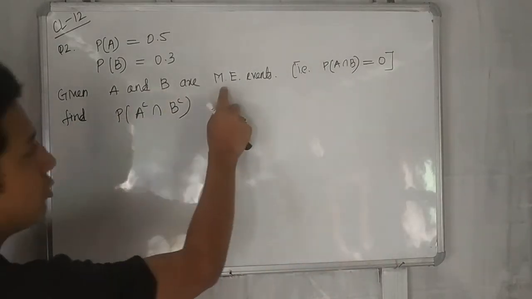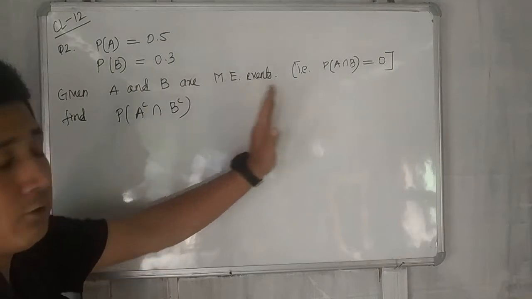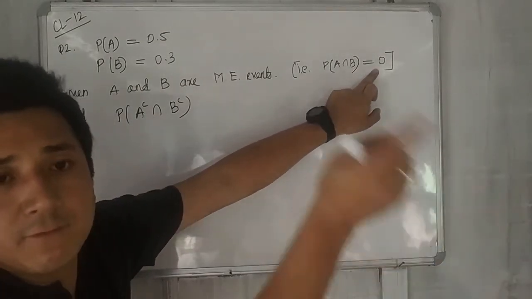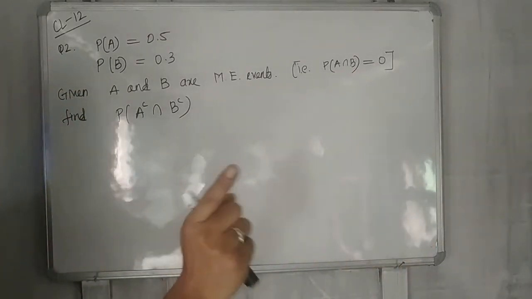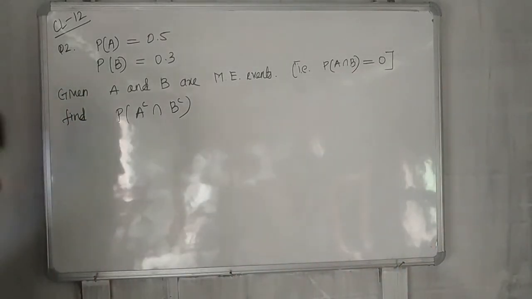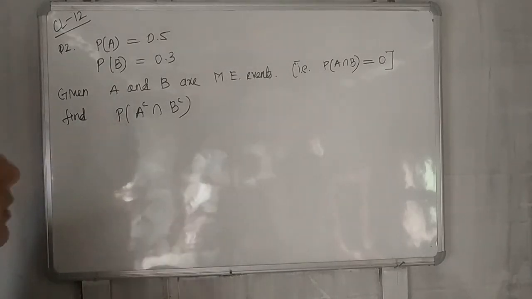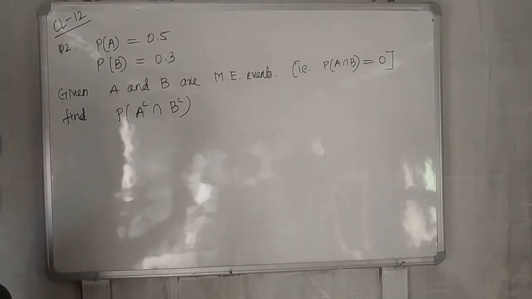Also given to us, A and B are mutually exclusive events. So if they are mutually exclusive events, then probability of A intersection B is 0. We have seen this in the previous sum. The question is asking you, this is very important now, to find the probability of neither A nor B occurring.